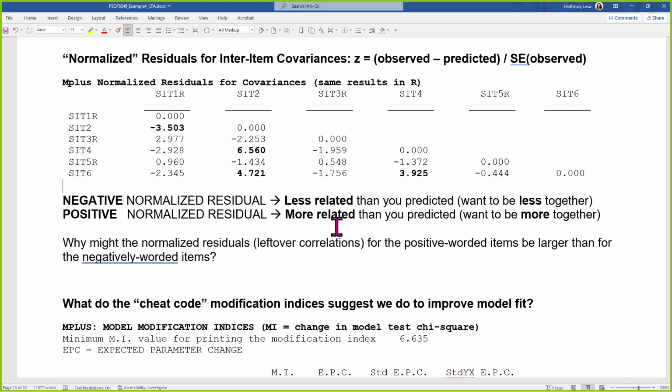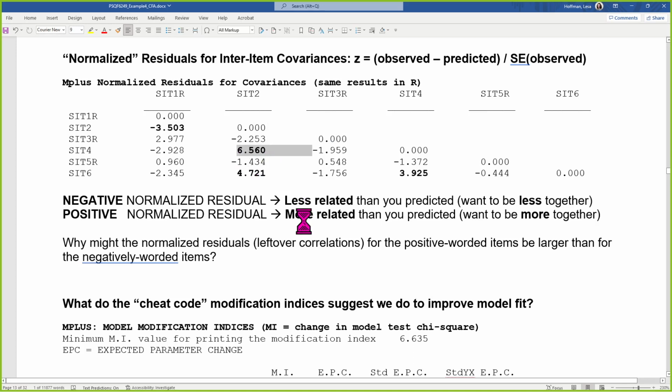These are discrepancies, is the way to think about these. These are the reason why the sum of this is why the model doesn't fit. So this is our key to figuring out how to make the model better. And there's one more thing that you can look at that is going to take this information and distill it down into advice. Remember talking about these? Modification indices, otherwise known as cheat codes, where they're like, hey, I know how to fix this.